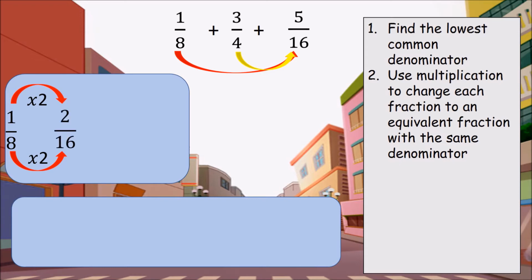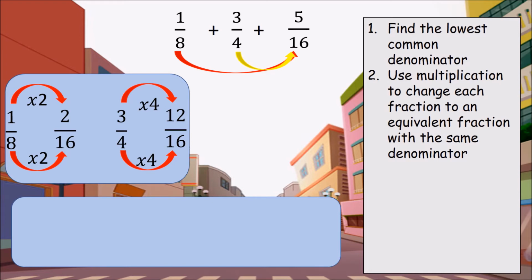Then we move on to 3/4. And again, we'll find out how many times 4 goes into 16. So let's do our 4 times table. 4, 8, 12, 16. So it's 4 times 4 goes into 16. And whatever we do to the bottom, we always do to the top. So 3 times 4. Now 4 times 4 is 16. 3 times 4 is 12. So the equivalent fraction in 16ths is 12 16ths.